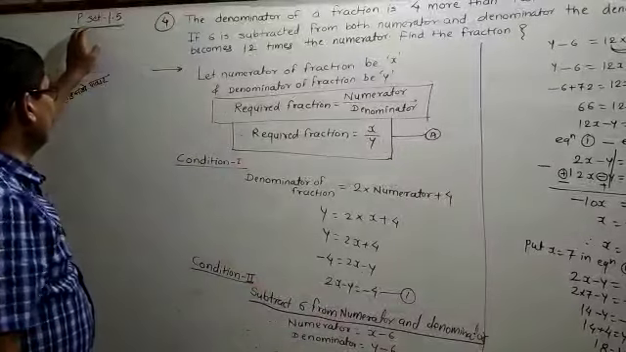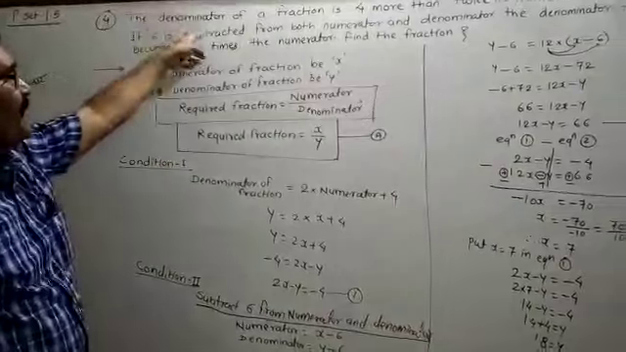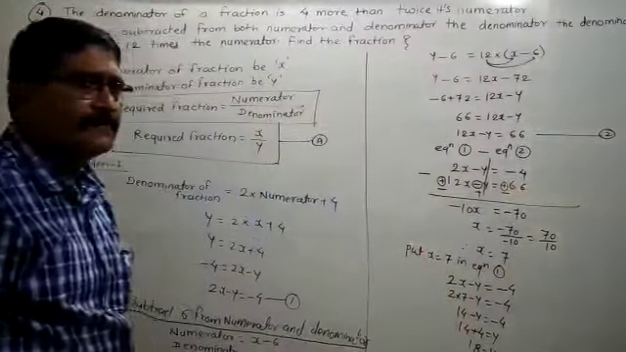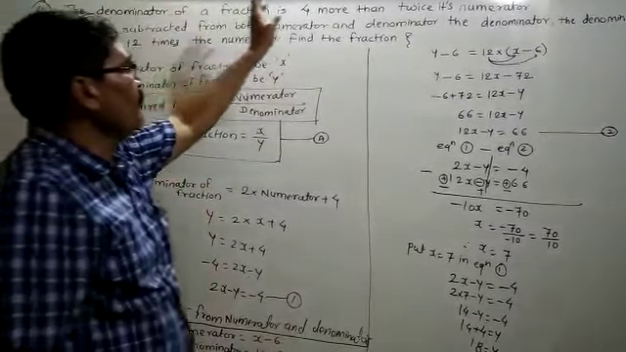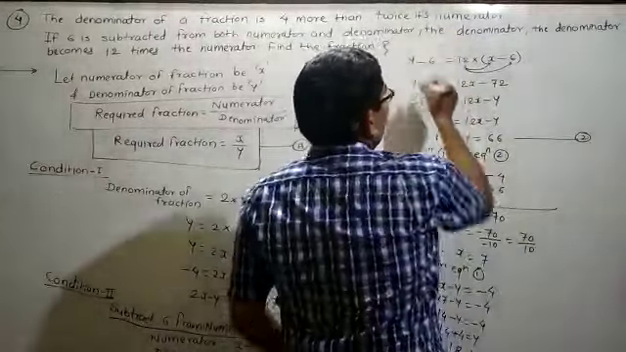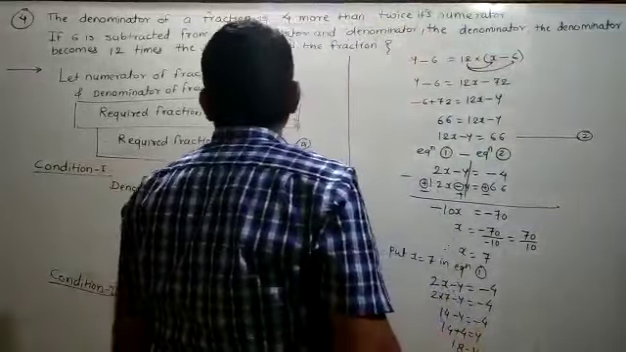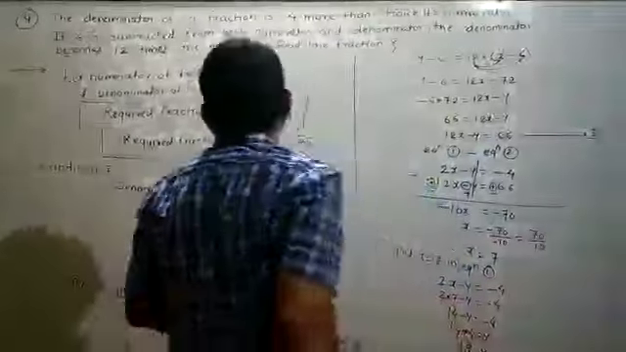Start with 1.5 practice set. Fourth sub question. The denominator of the fraction is 4 more than twice the numerator. You have to read the example first. If 6 is subtracted from both the numerator and the denominator, the denominator becomes 12 times the numerator. Find the fraction.